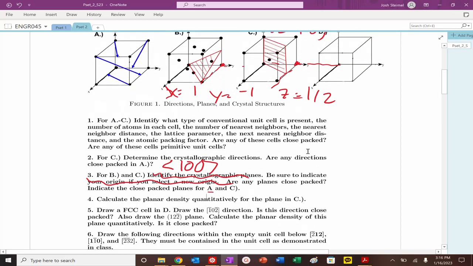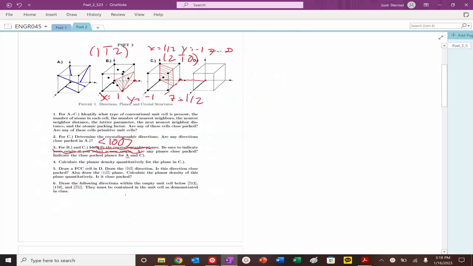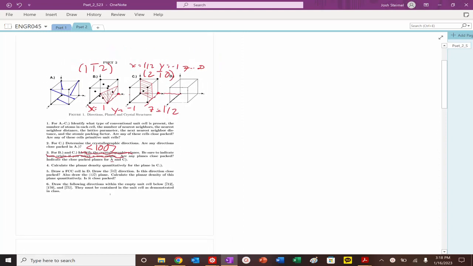Calculate the planar density quantitatively for the plane in C. All right, let's go ahead and calculate this one out. So what we have here is a plane like this, and we're not passing through that center. So we have an atom here, we have an atom here, and that is effectively it. Now, technically speaking, if we continue that plane, we'll hit those other ones, but let's ignore that for now.